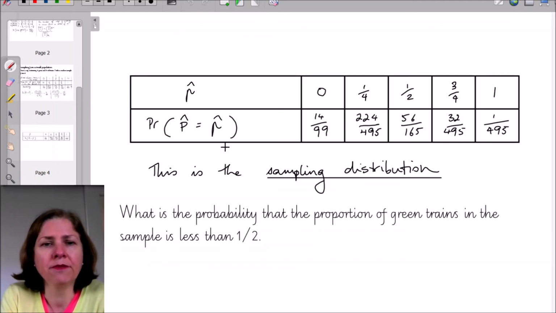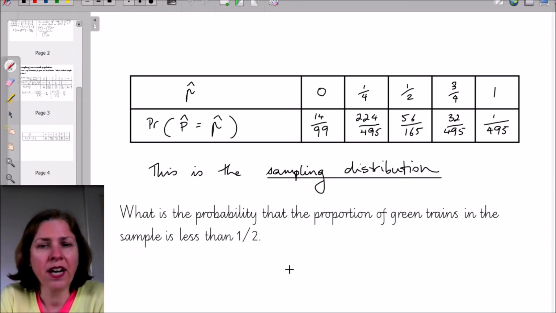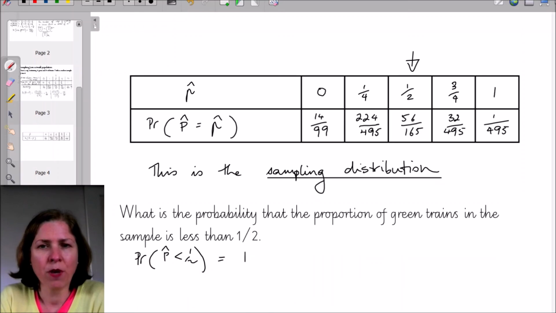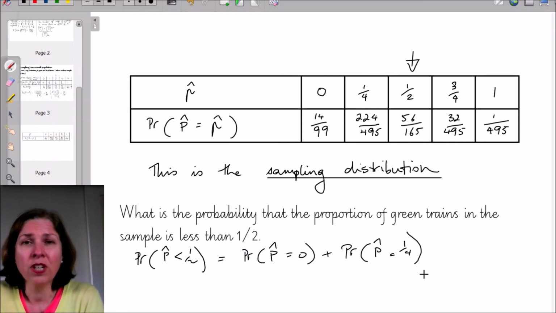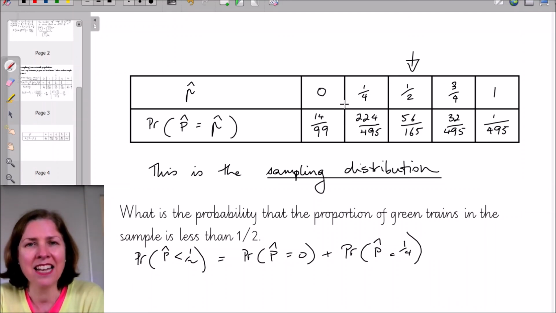And so here's a new question then. What is the probability that the proportion of green trains in the sample is less than 1/2? I can calculate that. The probability that P hat is less than 1/2. Well, here's 1/2, but I want less than that. So I'm going to be adding up the probability that P hat equals 0 plus the probability that P hat equals 1/4. Now this looks very familiar. What's different here is this is not a discrete random variable, because discrete random variables have whole number values. These are not whole number values. In fact, P hat is always going to be a number between 0 and 1.